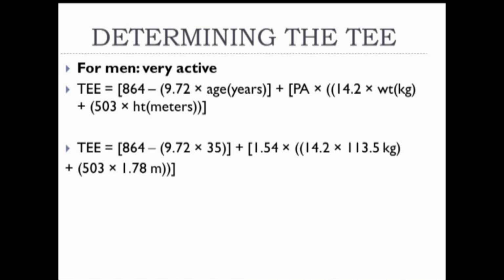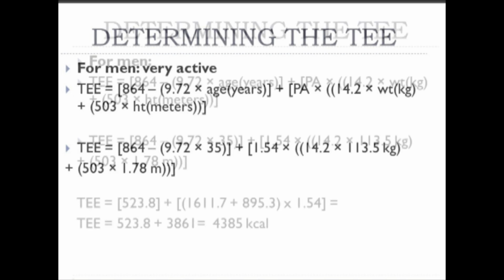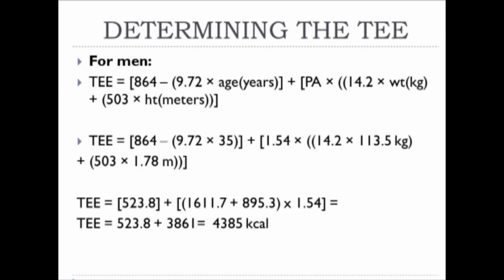So the weight's got to be in kilograms. So it's 14.2 times 113.5. And then the height has got to be made into meters, not centimeters. That's 503 times 1.78. So what you're looking at is the 1.54 multiplying the summation of those two last parentheses. So I've tried to break down the calculations for you.